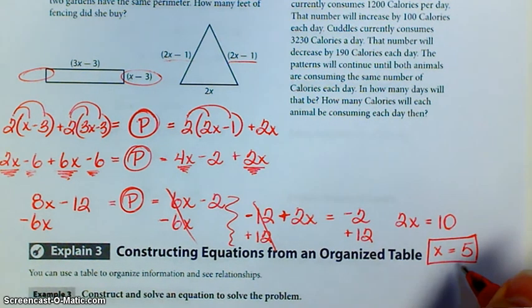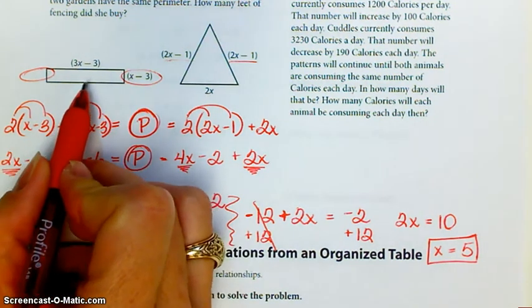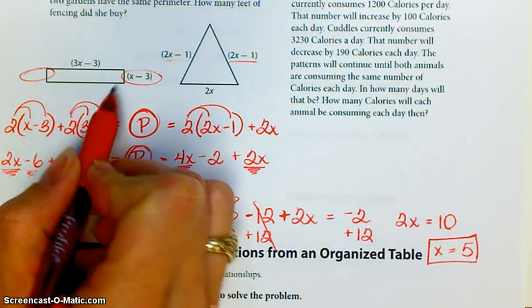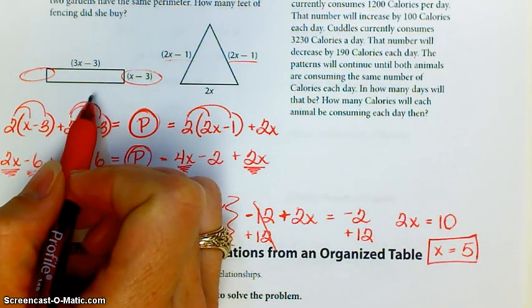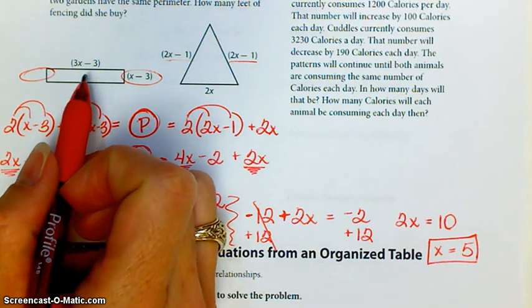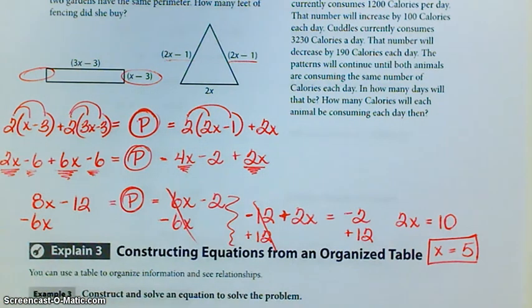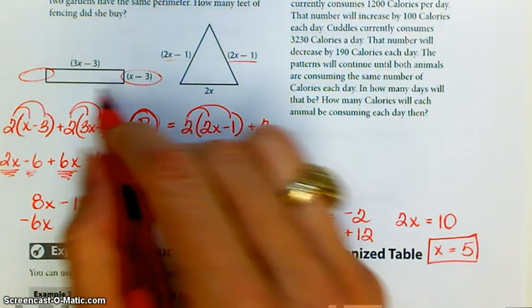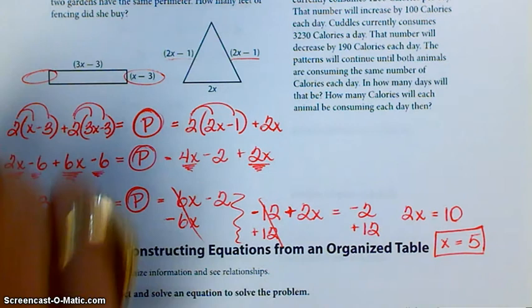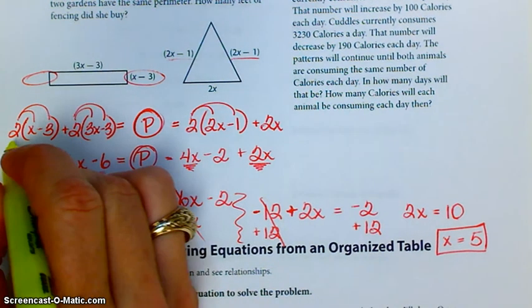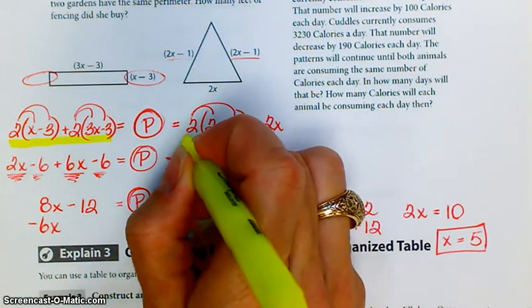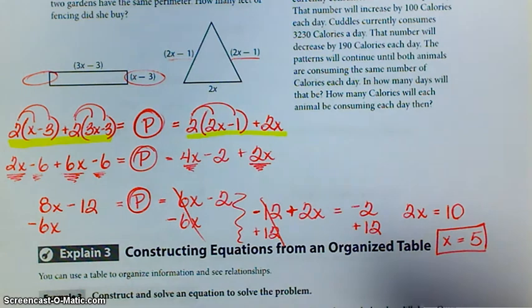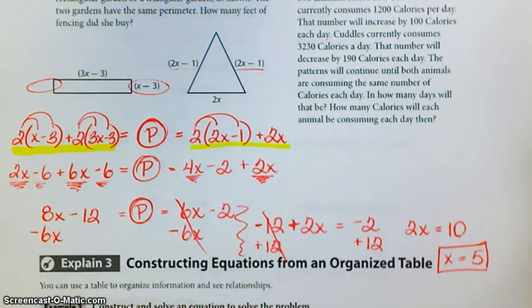And then once I know that x is equal to 5, that's not my answer. I would have to go back in and figure out how much perimeter fence that is for the rectangle and for the triangle. Okay? The total should be the same for either shape because their perimeters are the same. So plug the x either into this side or into this side, but you should get the same thing. Okay?